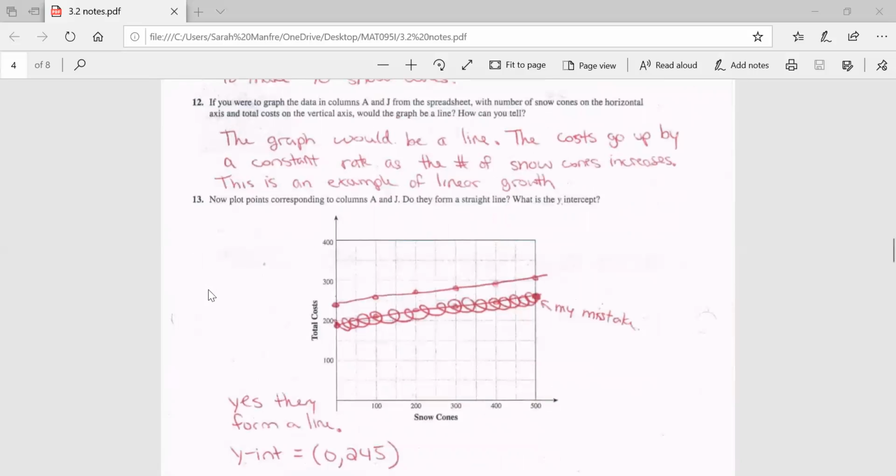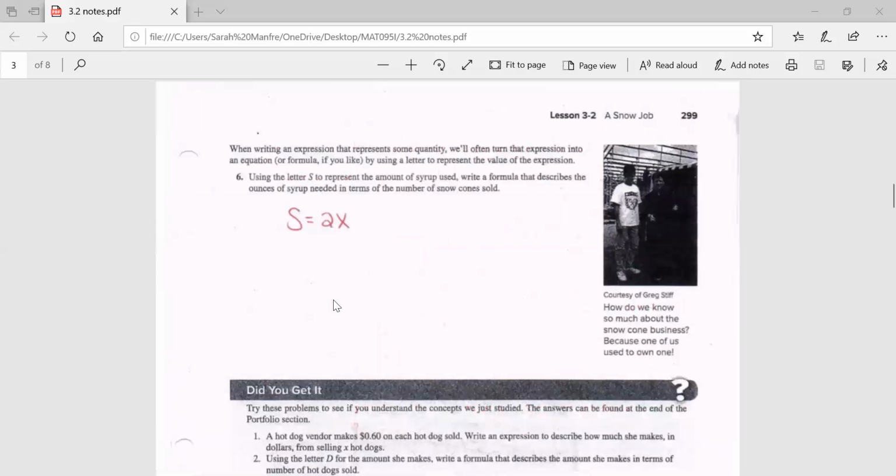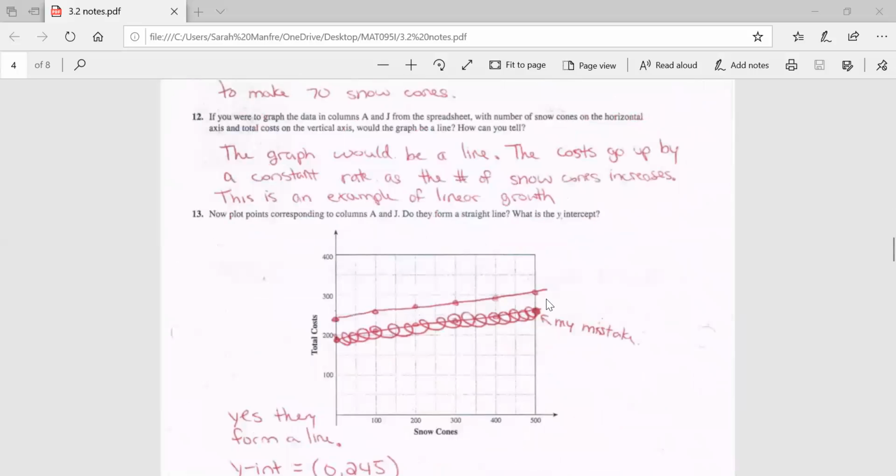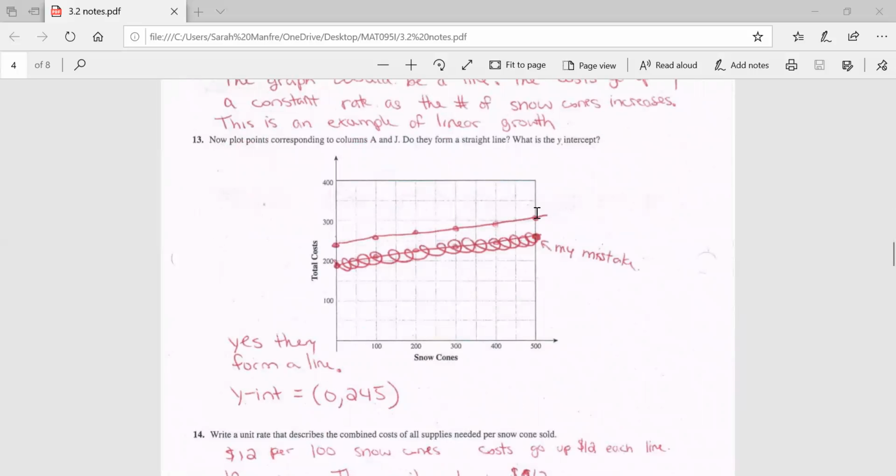And if you look at the graph, it says snow cones, 100, 200, 300, 400, total cost. This is how much the snow cone people have to pay. And we're going to plot those points. I wasn't paying attention to the numbers and I plotted the graph wrong, so ignore that line. This is the correct line. So initially, if we look back up at the spreadsheet, total costs, we're looking down at this column J. It starts at $245, $257, $269, $281. Those are where these numbers came from that I plotted. Okay, so we're taking the numbers from J and those are the numbers that we're plotting in the total cost.